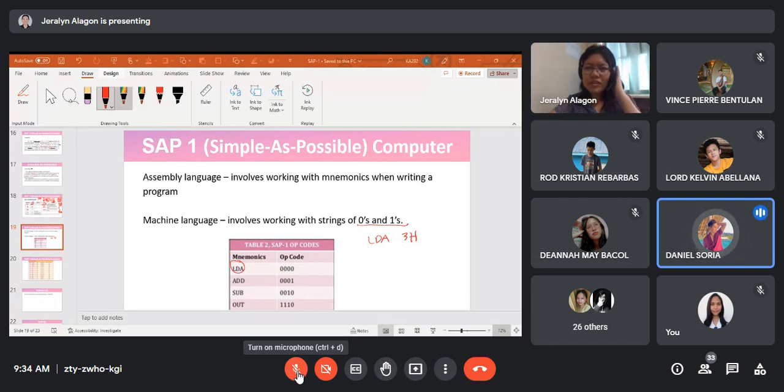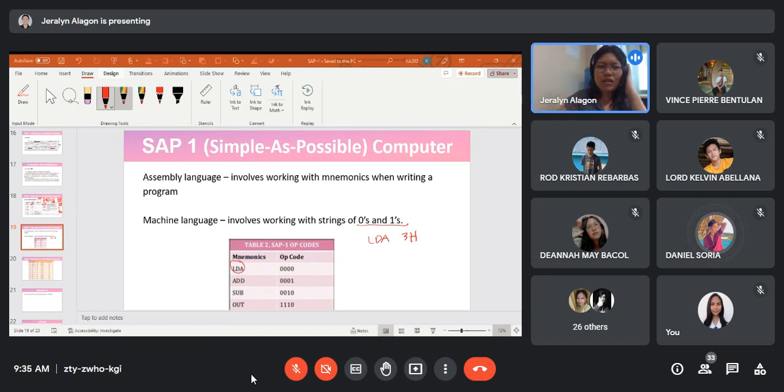Load the accumulator with the address 3H, ma'am. Load the data, load the data into the accumulator from address 3H. Load the data that is in address 3H into the accumulator. Okay, correct, the direction is toward the accumulator. Right, the 3H is not data but rather an address.